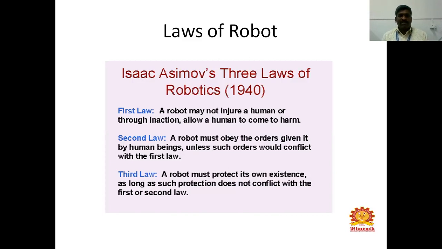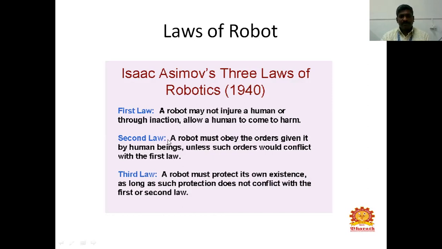First law: a robot may not injure a human. This is a basic law of the robot. A robot may not injure a human or, through inaction, allow a human to come to harm. That means if a robot is there and a human is there, it may not injure the human. That is a very basic law of the robot.